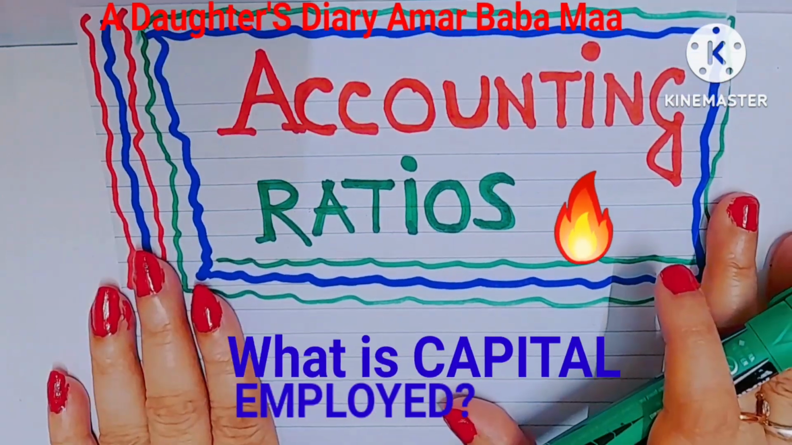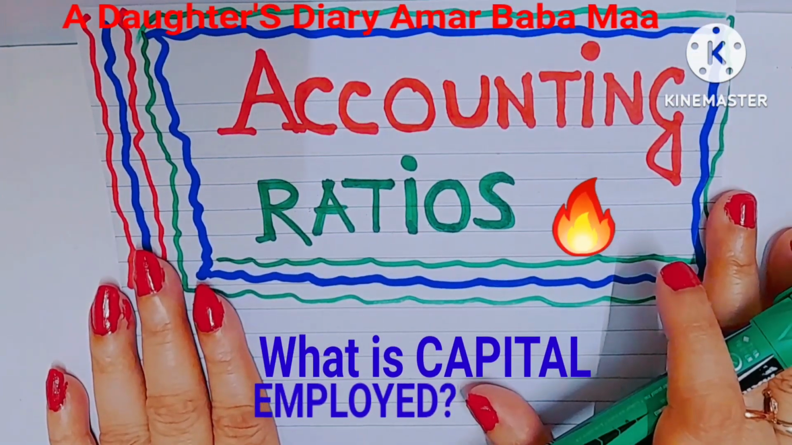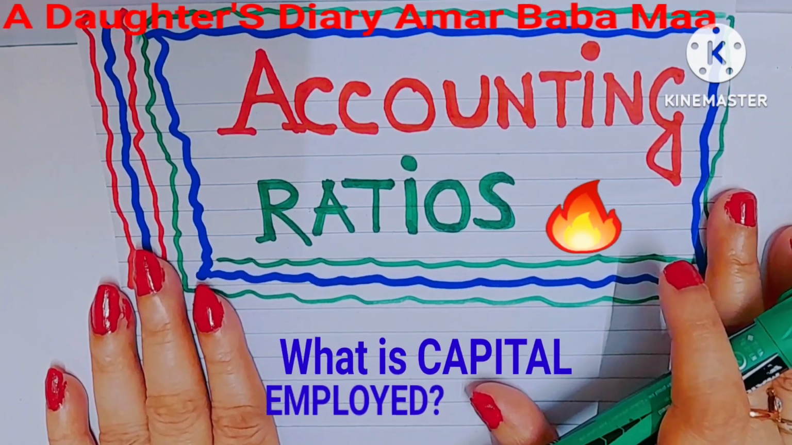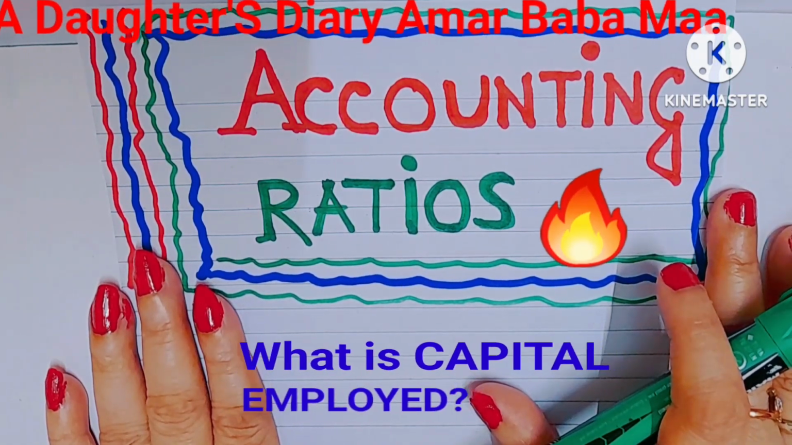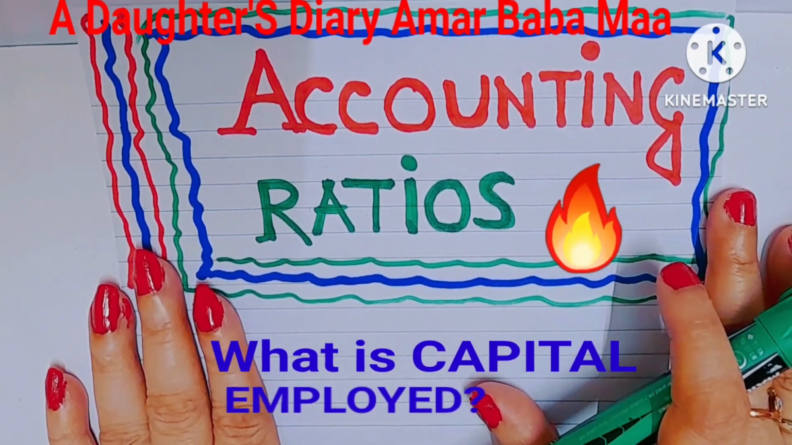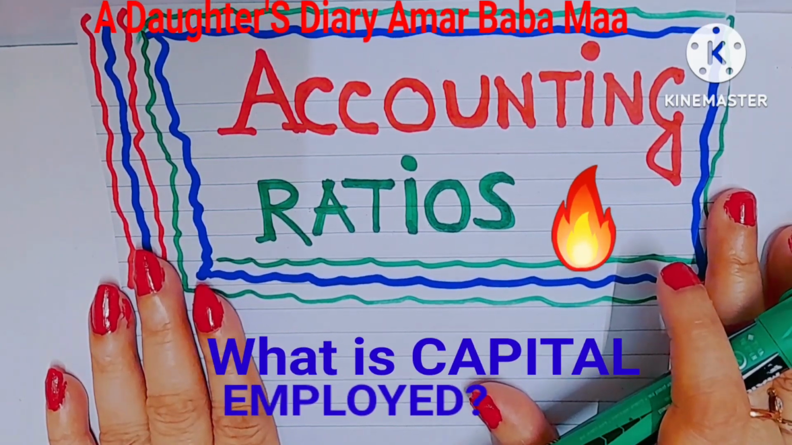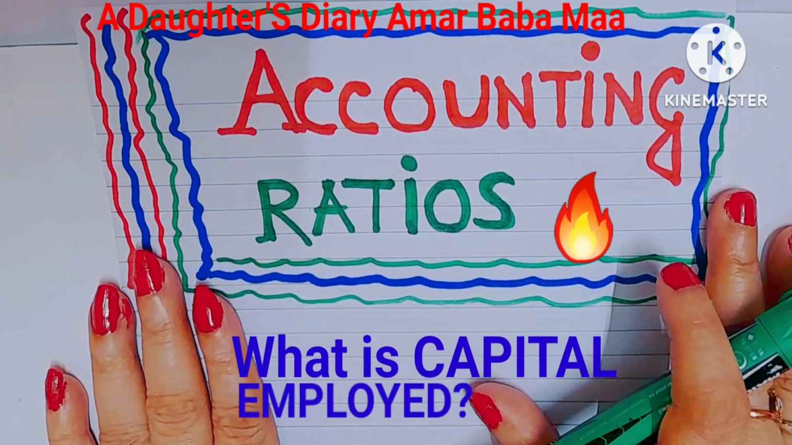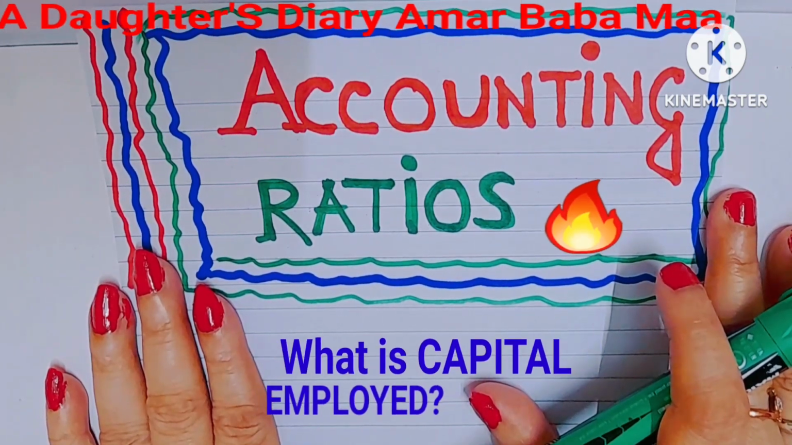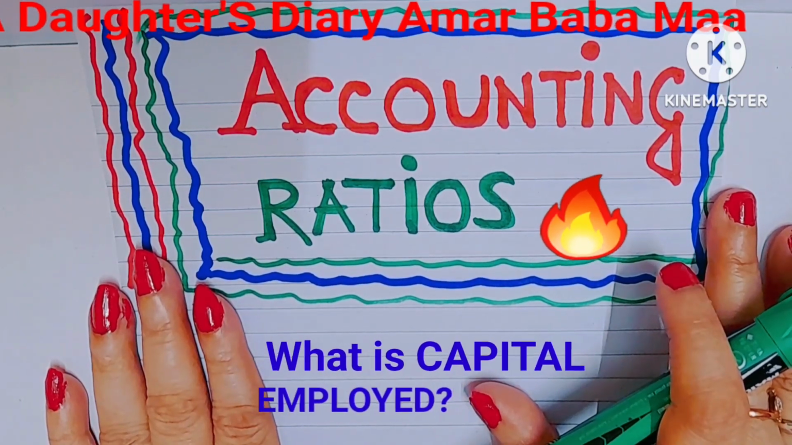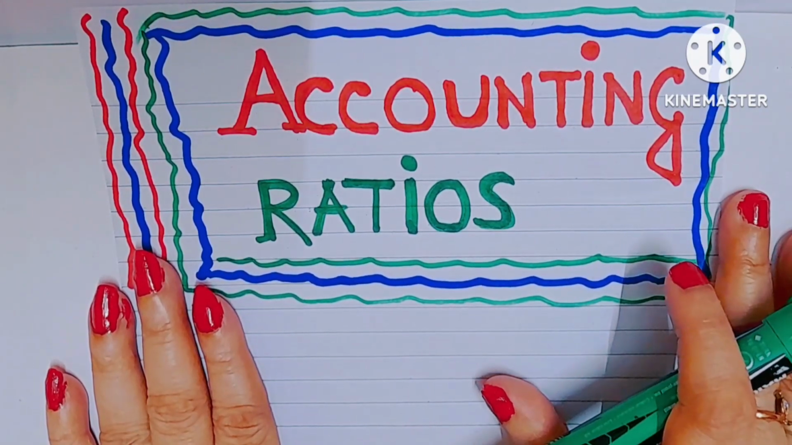Okay? Now, what is capital employed? Well, capital employed indicates the investment in the business, the total amount of funds used or employed for expansion or acquisition of profits by a firm, and the total value of assets dedicated towards the business. Okay? Now let's see how to calculate capital employed.